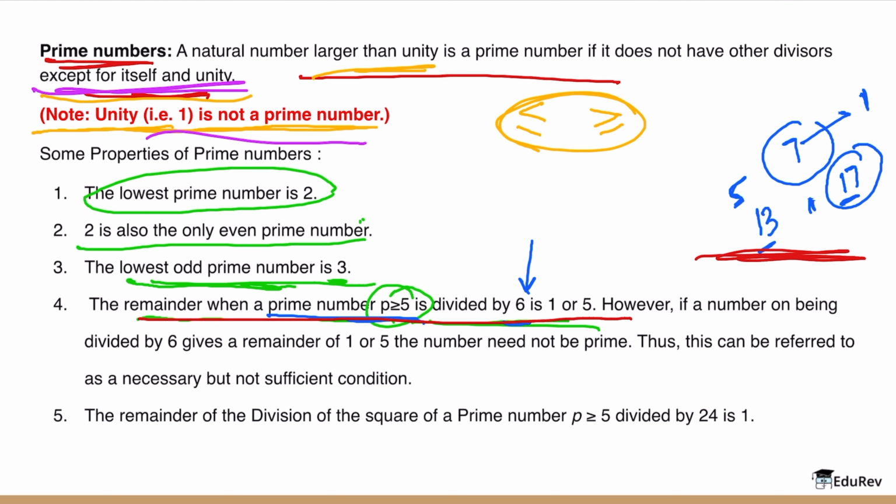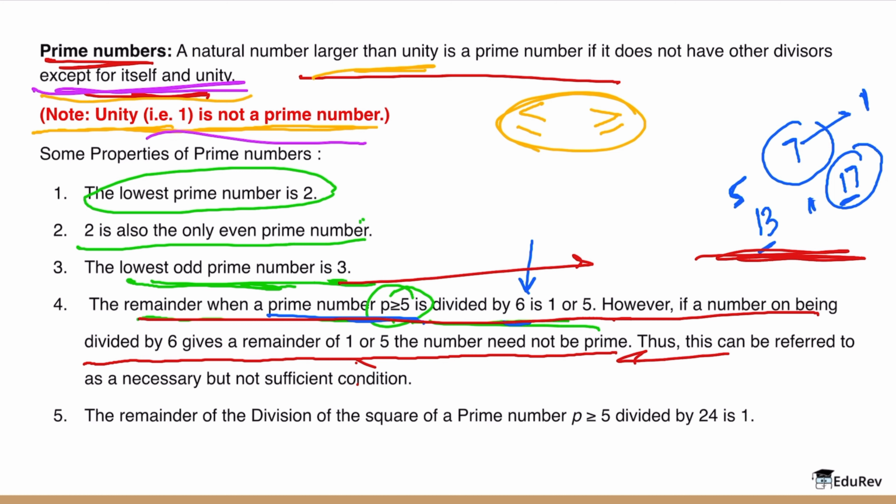Okay, so what is next? It says, however, if a number being divided by 6 gives a remainder 1 or 5, the number need not be prime. This is true. What they basically want to say is that the forward direction is applicable, but the reverse is not applicable. For example, we can say that Earth revolves around Sun, but Sun does not revolve around Earth. These two examples don't exactly coincide, but I guess you understood what I want to say.